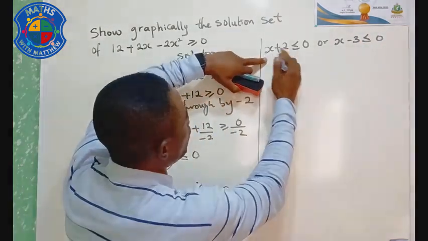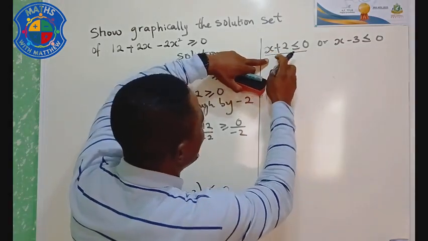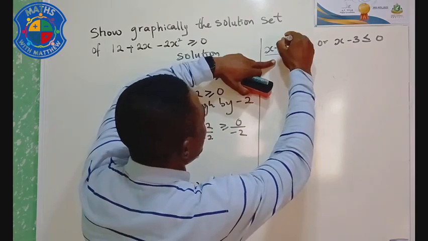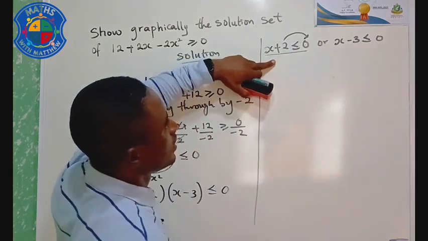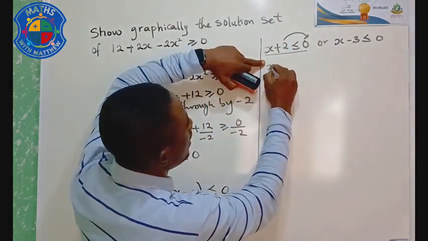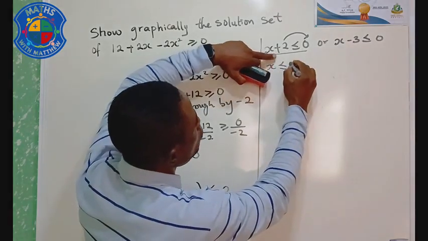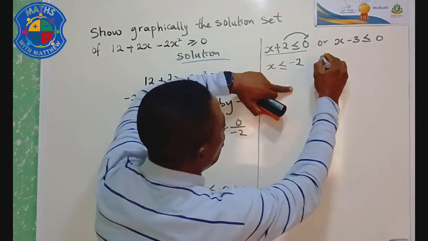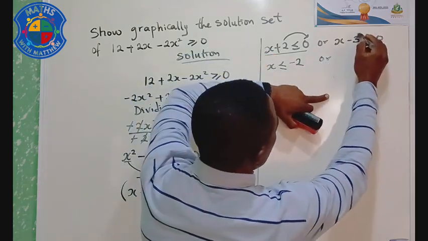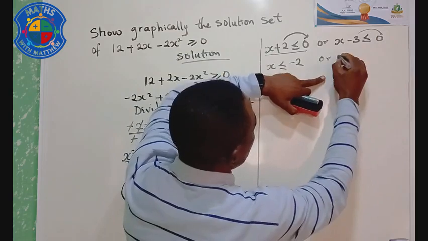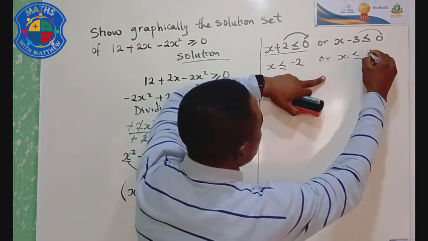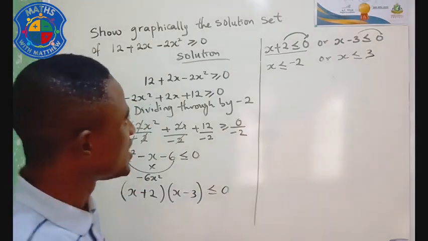Now, let's look at this. With this now, we want to solve this. We can subtract 2 from both sides, or I take this 2 to the other side, right? Taking this 2 to the other side, I have x less than or equal to what? Minus 2. Or, if I take this 3 to the other side, what will it become? x less than or equal to what? 3. Now, this is what we have.